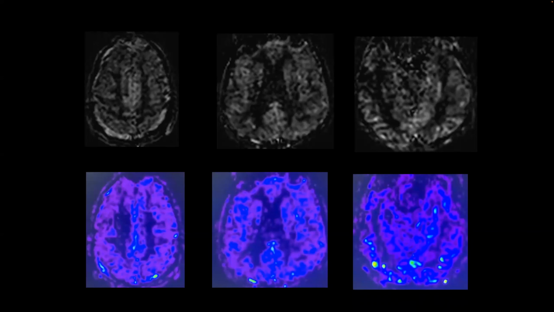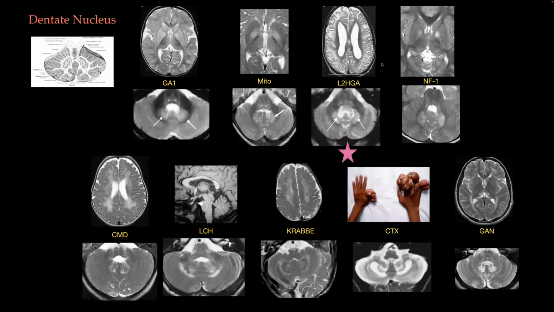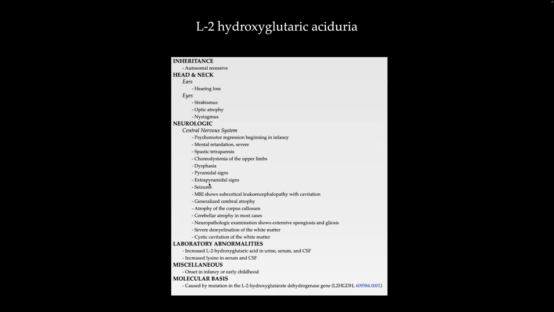So I think it's a pretty straightforward case on the diagnosis. The subcortical involvement is predominantly seen in L2 hydroxyglutaric aciduria. The other differentials are as listed below. Again, the dentate nucleus abnormalities along with the subcortical and superficial white matter abnormalities are commonly seen in L2 HGA. The question was of epilepsy and seizures. I think, if I'm not mistaken, it is seen in L2 hydroxyglutaric aciduria.